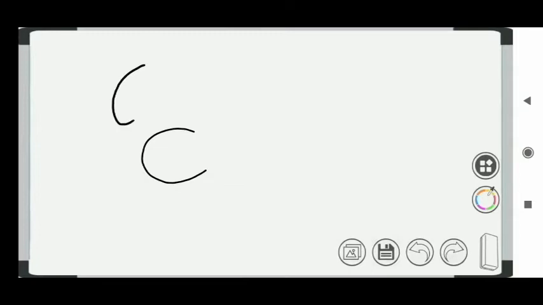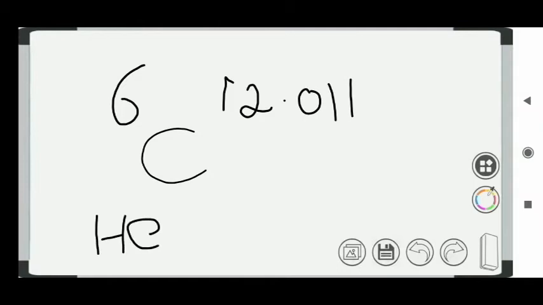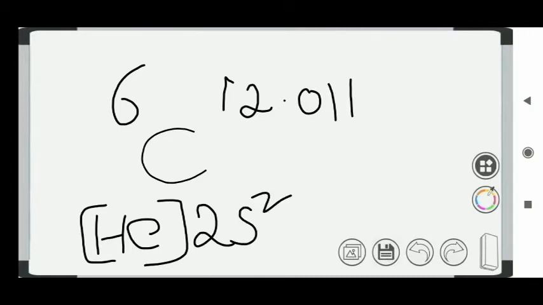Okay, now this is the carbon. So you have the atomic number as 6, then 12.011 stands for the atomic weight of the compound. So if you see the configuration, how it has been represented, it has been given as helium in brackets, that stands for helium 1s2, then followed by here 2s2, 2p2. So this may be the ground state.